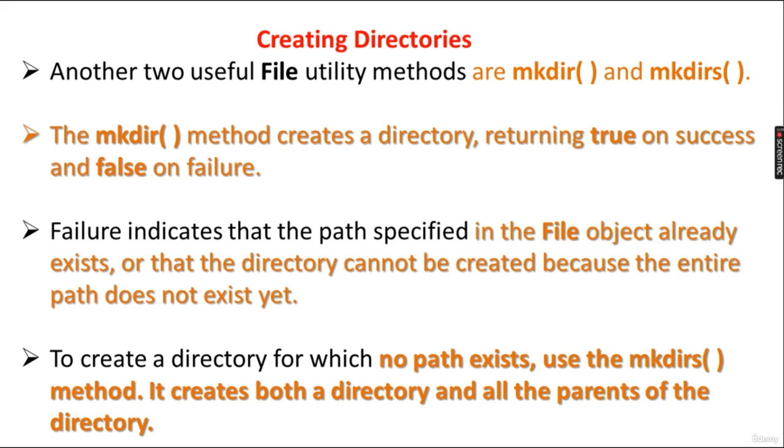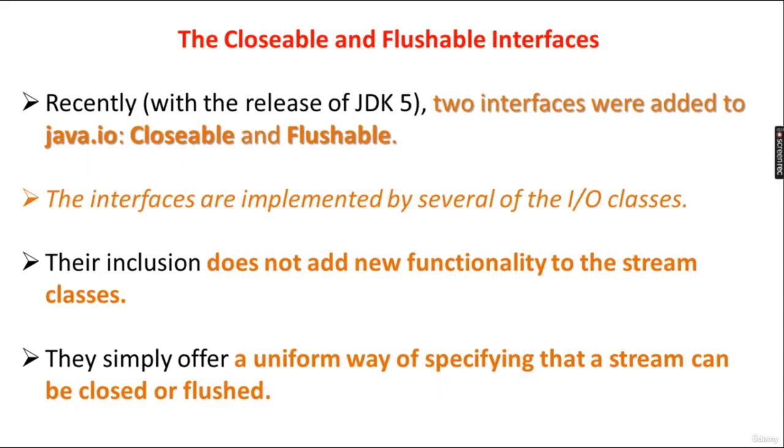To create a directory for which no path exists, use the mkdirs method. It creates both a directory and all the parents of the directory. If the parents are not present, for example, you are creating a directory at a particular place, say D:\XYZ, and the XYZ folder does not exist, what will mkdirs do? It will first create the XYZ directory, and in that directory it will make the other directories. Next: the Closeable and Flushable interfaces.